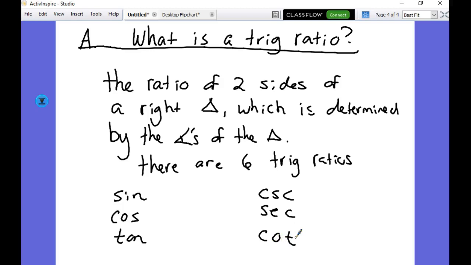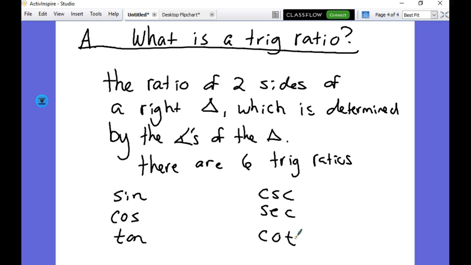But there are 6 different ways you can make a fraction out of 3 numbers, right? So if you take the 3 sides of a triangle and make all the different possible fractions that you possibly can, each one of those has a name, and it's one of those. Yes. What is the last one? COT. It stands for cotangent.